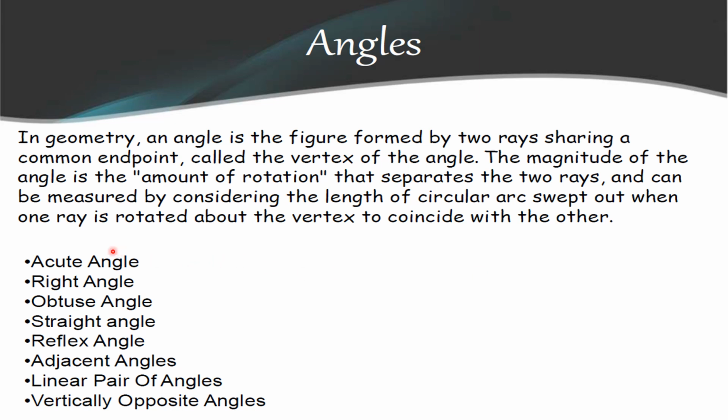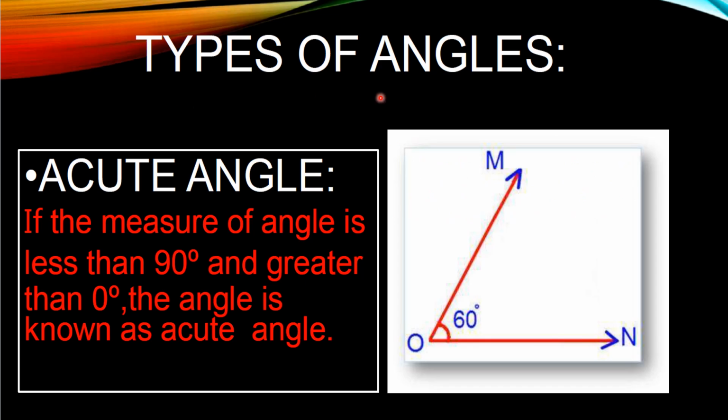These are different types of angles: acute angle, right angle, obtuse angle, straight angle, reflex angle, adjacent angles, linear pair of angles, vertically opposite angles. We are going to discuss all these kinds of angles. Okay, my children? Now come to types of angles.